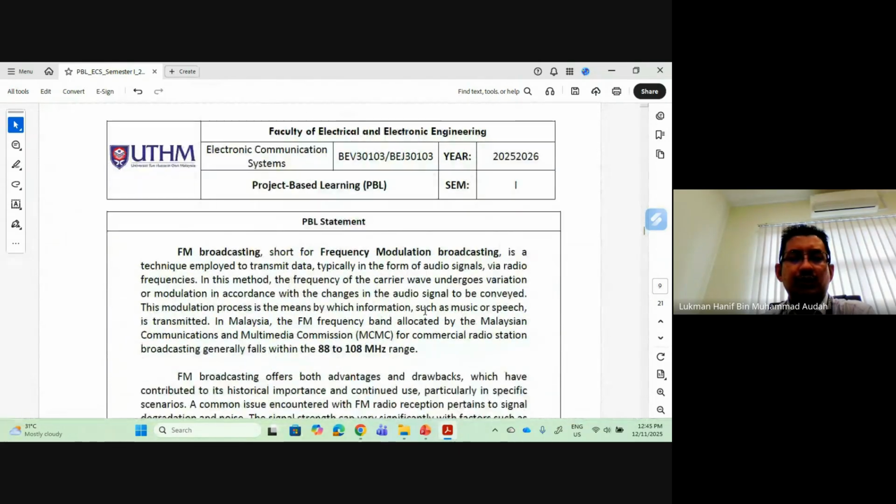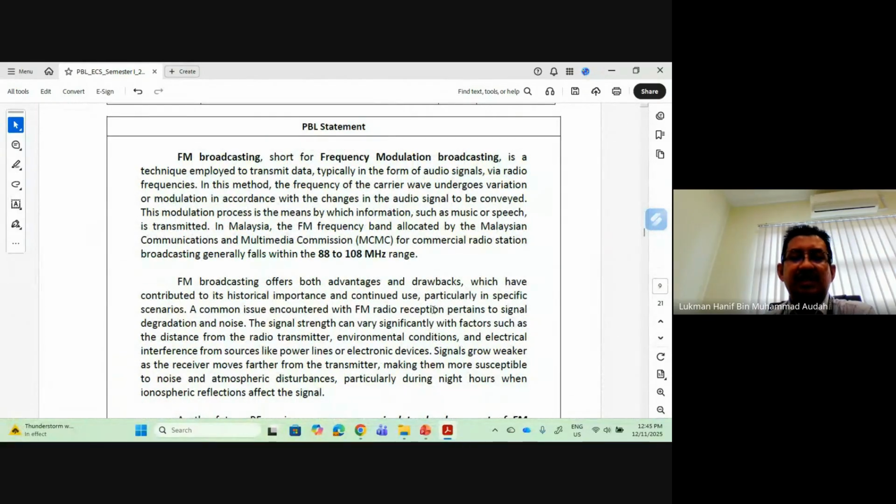So if I go through, the instruction is actually stated over here. Okay, so this is the problem that is given to you. FM broadcasting, short for frequency modulation broadcasting, is a technique employed to transmit data, typically in the form of audio signal via radio frequencies. In this method, the frequency of the carrier wave undergoes variation of modulation in accordance with the changes of the audio signal to be conveyed. This modulation process is the means by which information such as music or speech is transmitted.